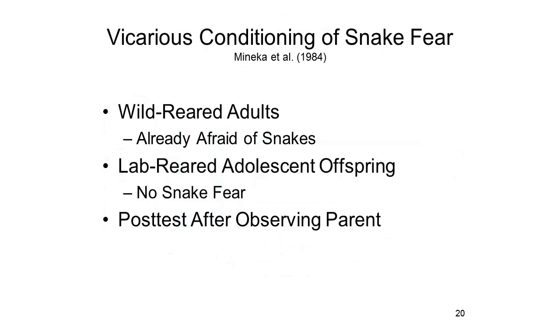At this point, Meinecke began the observational fear conditioning procedure. A lab-reared adolescent was allowed to observe for the very first time the reaction of a wild-reared adult to a snake presented in the Wisconsin General Test Apparatus. Remember that on the pretest, the wild-reared adults showed that they were already afraid of snakes, whereas their lab-reared adolescent offspring had no snake fear at all, and, in fact, had never seen a snake before.